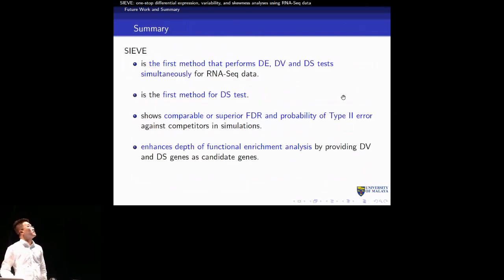In summary, SIEVE is the first method that performs the DE, DV, and DS test simultaneously for RNA-Seq data. It is the first method for DS test. The simulation study shows that SIEVE gives comparable or superior FDR and probability of type 2 error. The real data application shows that SIEVE enhances the functional enrichment analysis by providing DV and DS genes as candidate genes.